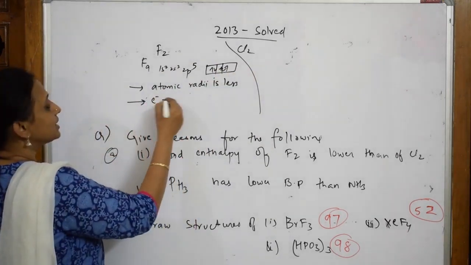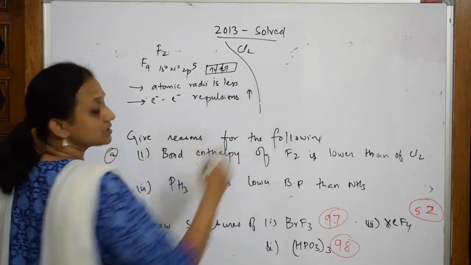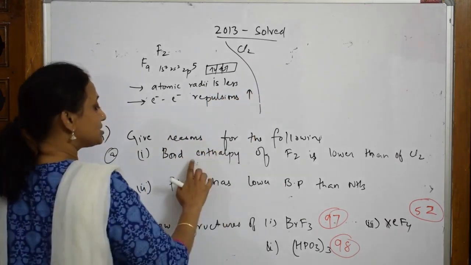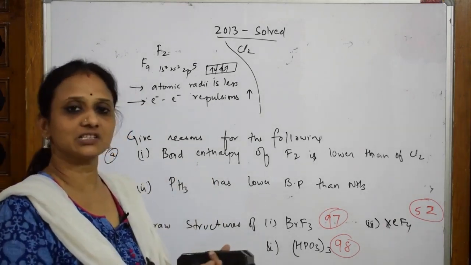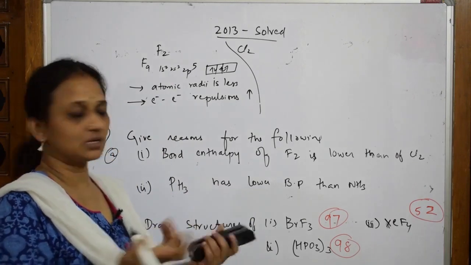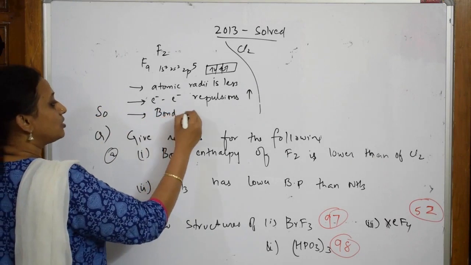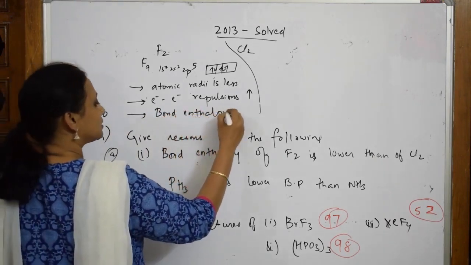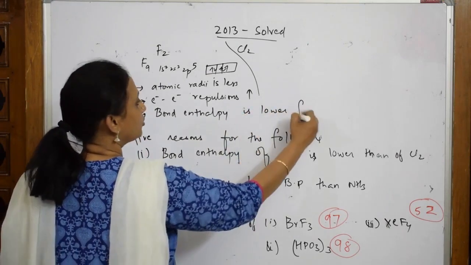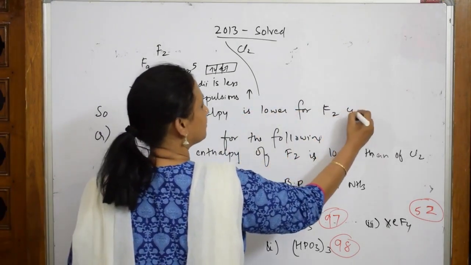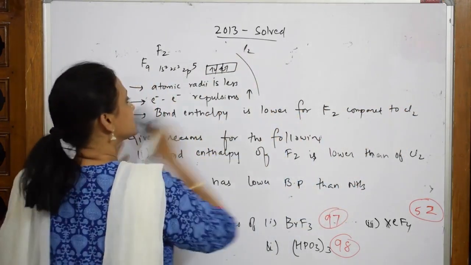So what happens here? Electron repulsions increase. When electron repulsion increases, bond enthalpy automatically drops, with less energy only I can break the bond, because already it is repelling. When it is repelling, it will open up the bond. So simple, isn't it? So hence, bond enthalpy is lower for fluorine compared to chlorine. This is what is important. So that is your answer. Done.